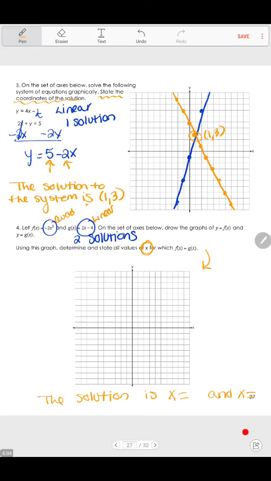Okay, this is a super important topic, so make sure you study this one. It comes up on the test a lot.